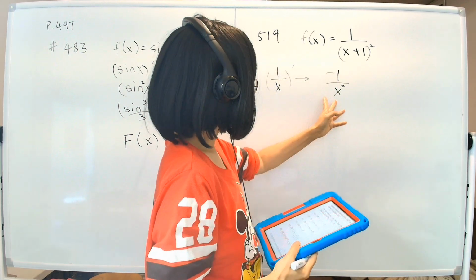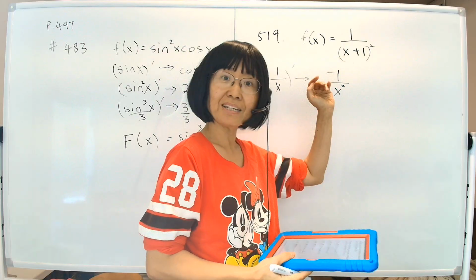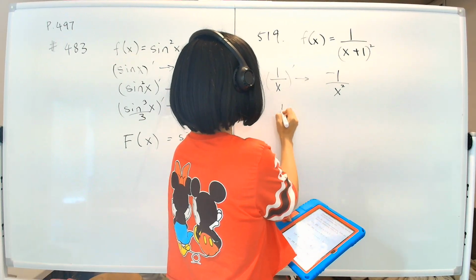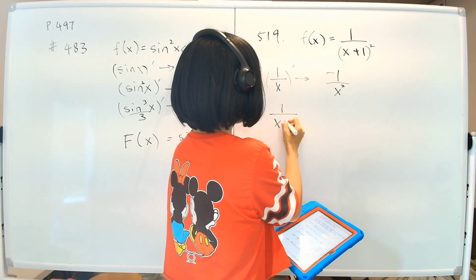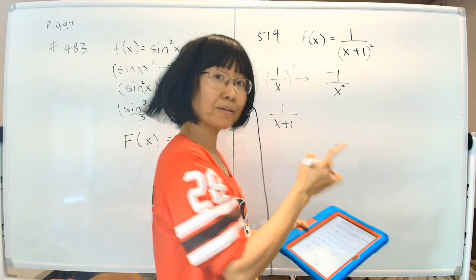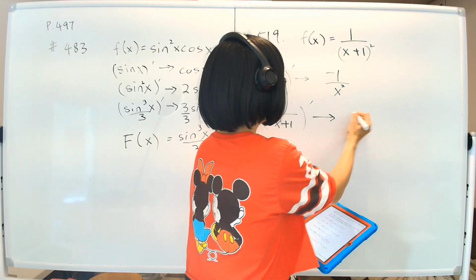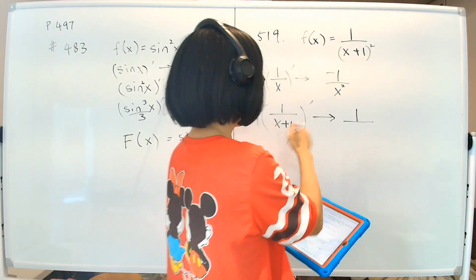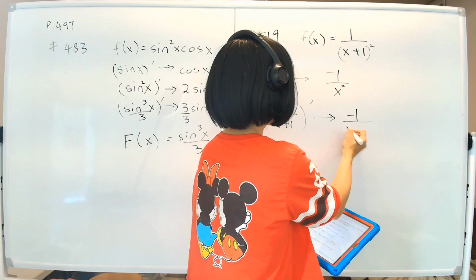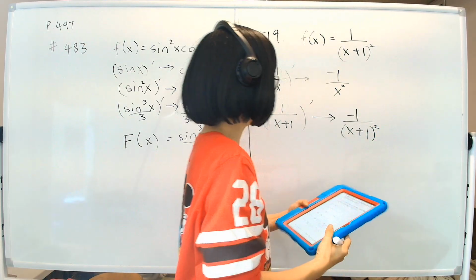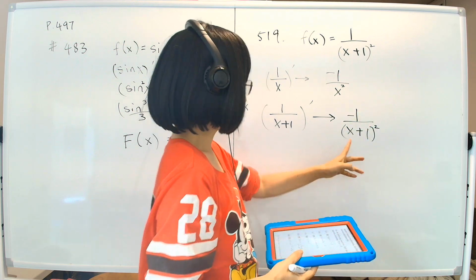This is similar, except that there's a plus 1 here. What do we do with the plus 1? Let's add the plus 1 there and see how that goes. If you take the derivative of 1 over x plus 1, that becomes minus 1 over x plus 1 squared, times the derivative of x, which is just 1. Now we are getting there.